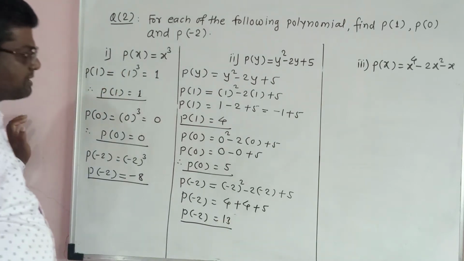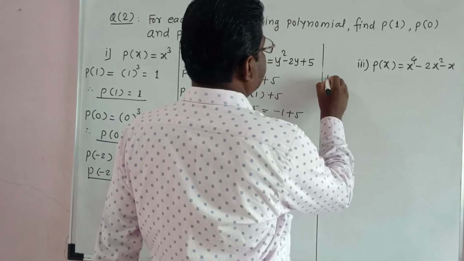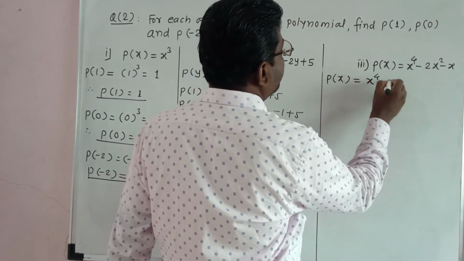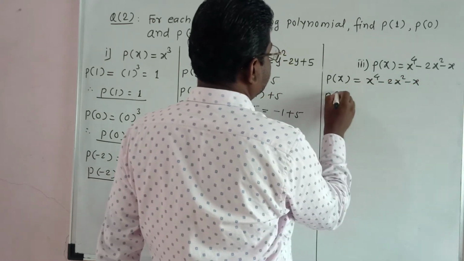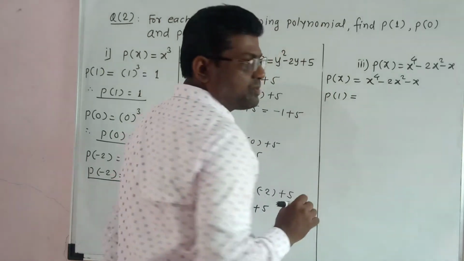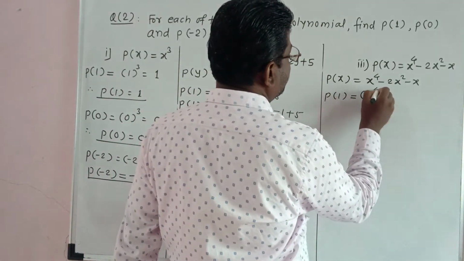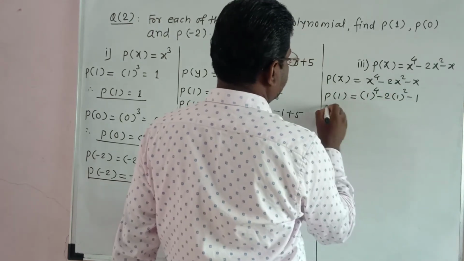So P of minus 2 will be 13. Now next example, P of x is equal to x raised to 4 minus 2x square minus x. At first P of 1, put x is equal to 1. Therefore 1 raised to 4 minus 2 into 1 square minus 1.